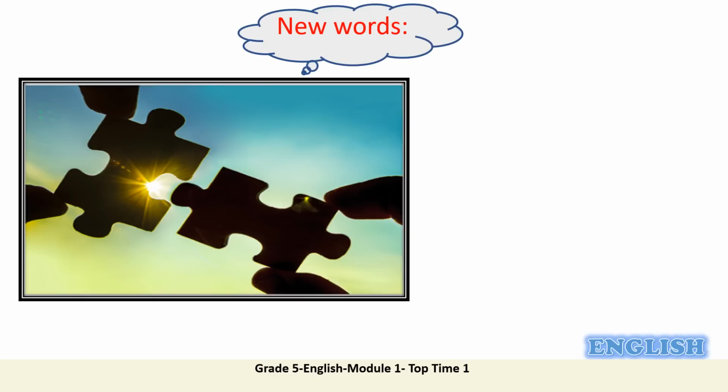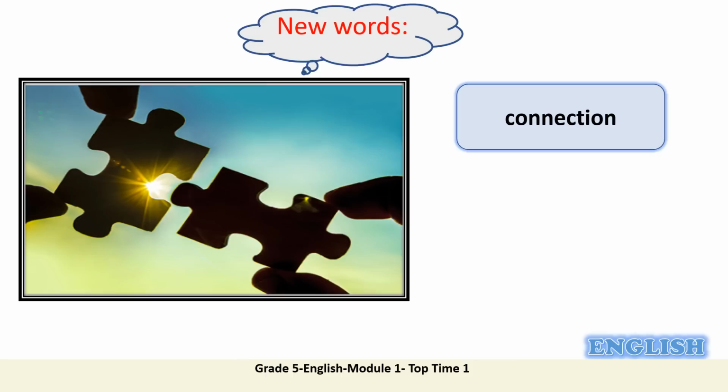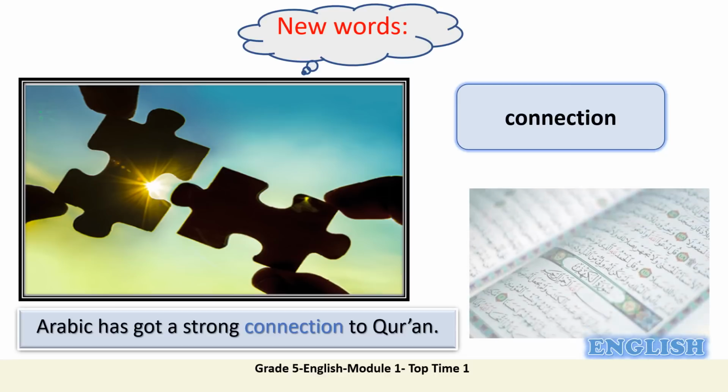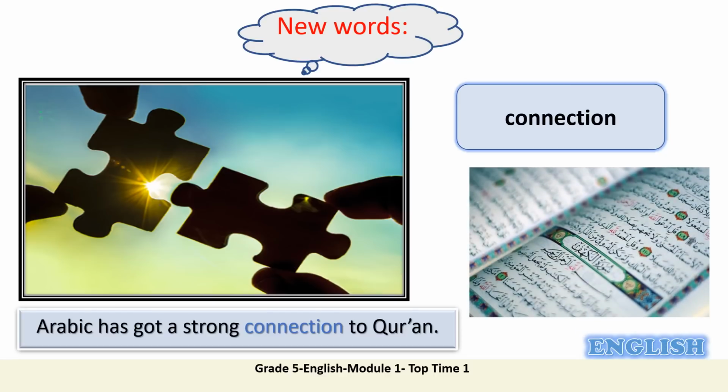Do you remember doing a puzzle? To do a puzzle, you need to connect the pieces together. To connect means to make connection, to connect between them. Now, Arabic has got a strong connection to Quran. Of course, because the Quran is written in Arabic, so Arabic has got a strong connection to Quran.